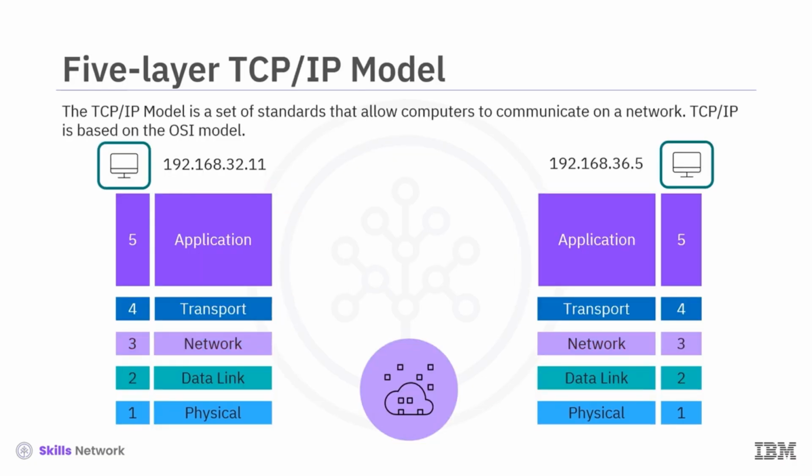The TCP/IP model is a set of standards that allow computers to communicate on a network. TCP/IP is based on the OSI model and functions similarly. The background protocols are still in place, but the way they are organized is slightly different. The data travels through fewer layers on both ends.